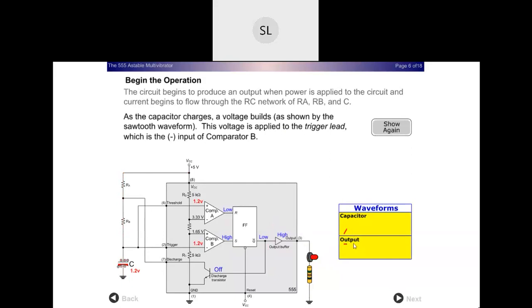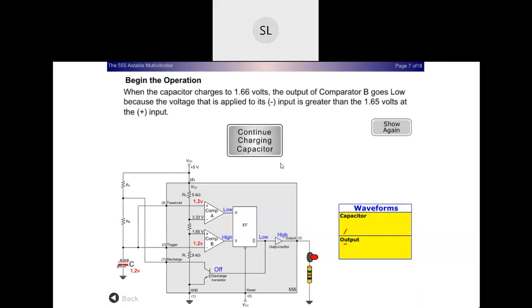Okay. Now once the capacitor starts charging, whatever is the voltage across this capacitor will be available at pin number 2 and 6. Now see here, the capacitor will be further charged from 0 volts.